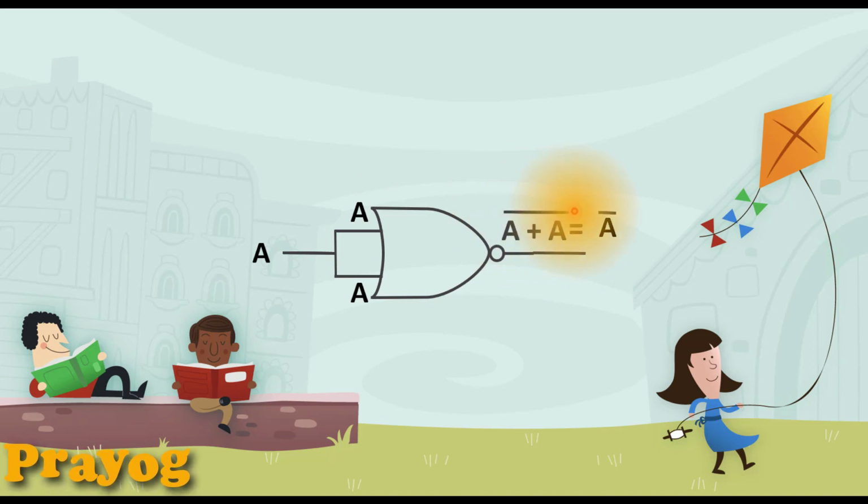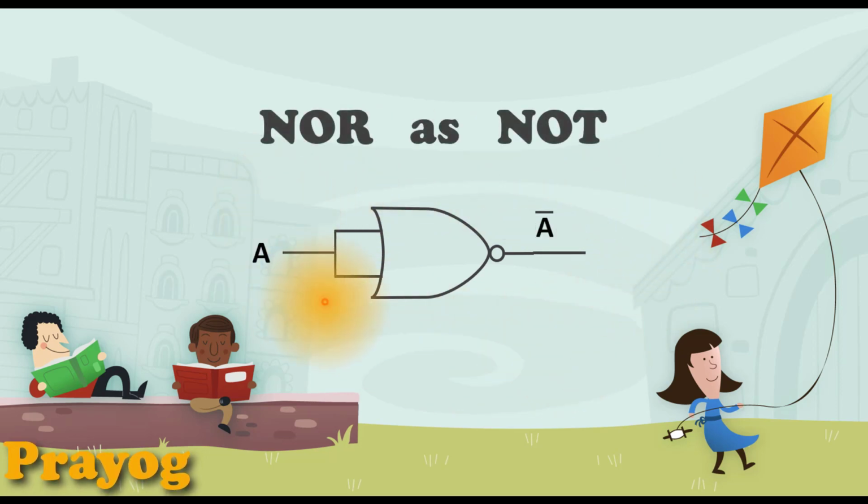Recall the theorem, X plus X is equal to X. So if you apply that theorem on this, A plus A becomes A, so the output becomes A bar. Now recall that NOT gate's output is also equal to A bar. That means NOR gate can be used as NOT gate. NOR is working as NOT gate.